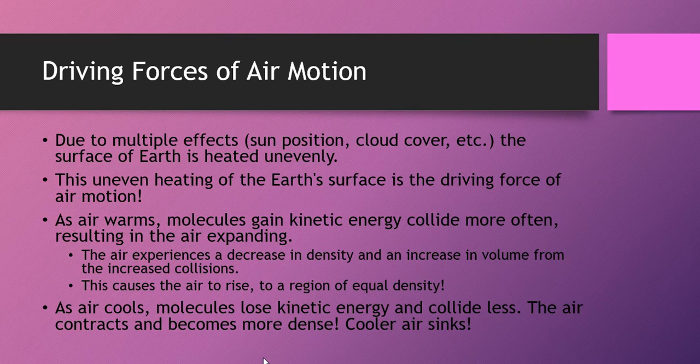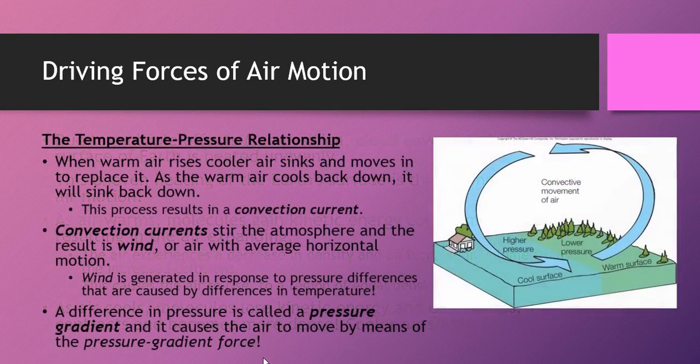As air is warmed up, those molecules gain kinetic energy and they collide more often. This causes the air to expand. Expanding air decreases in density and the air rises. As it cools, then, those particles start to slow back down, the air contracts and sinks. The process of warmer air rising and cooler air sinking generates what's known as a convection current. And this convection current effectively stirs the atmosphere and generates wind, or essentially air with an average horizontal motion.